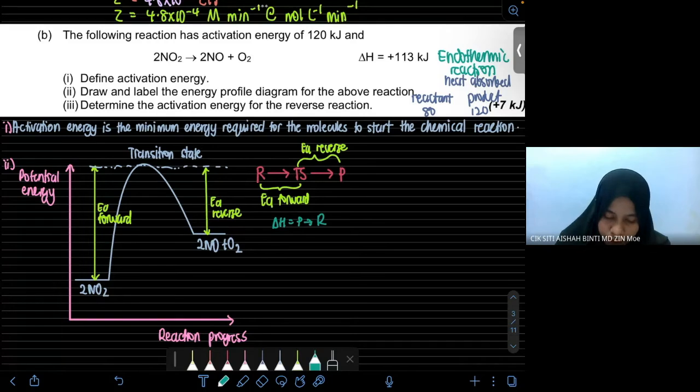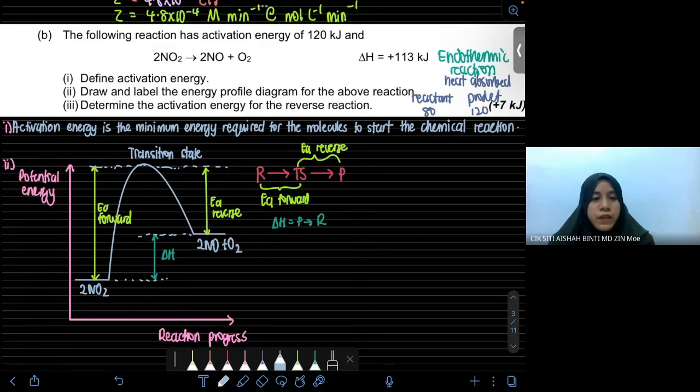So here, our product and reactant is this one. So here is my delta H. So let me draw this. Okay, so that is for your activation energy. That is for your energy profile diagram.